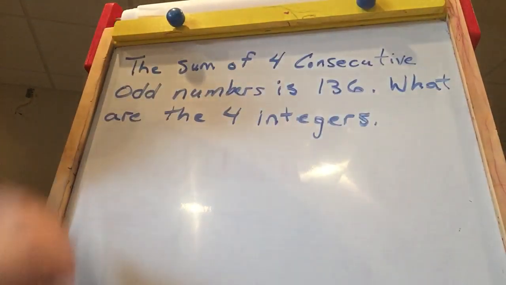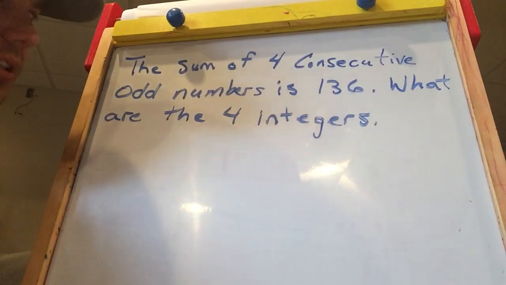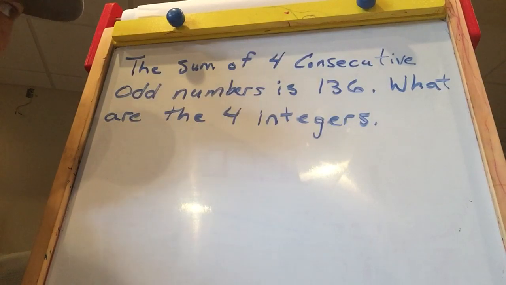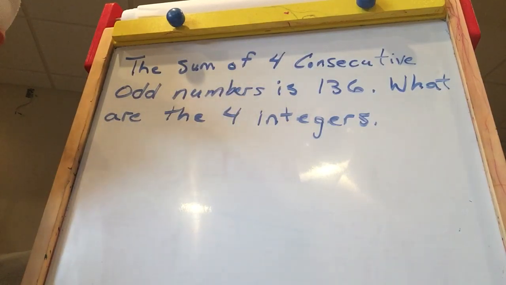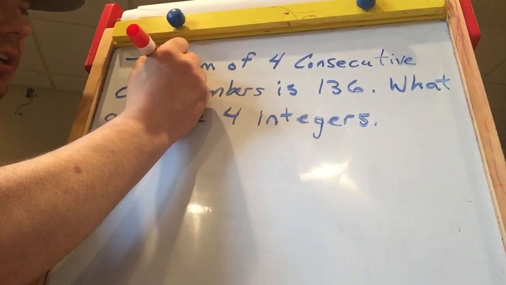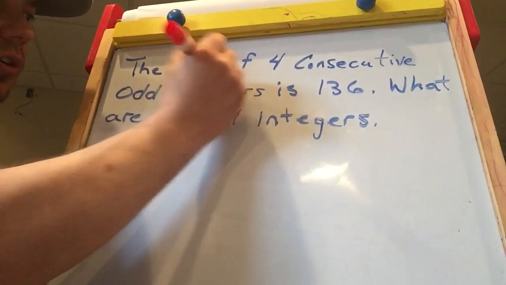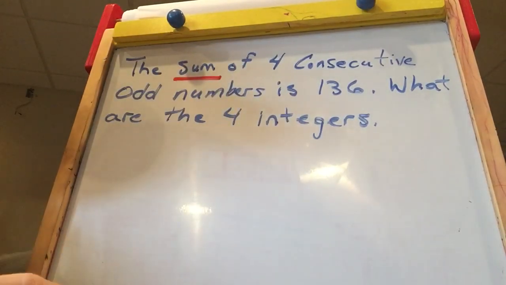So the question is, the sum of four consecutive odd numbers is 136. What are the four integers? Let's take a look and make sure we understand what the question's asking us first. The first thing I want to underline is "the sum of." Sum of refers to addition, so we know we're going to have to add here.